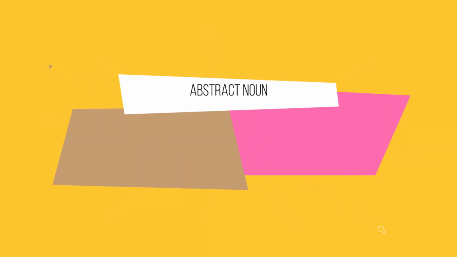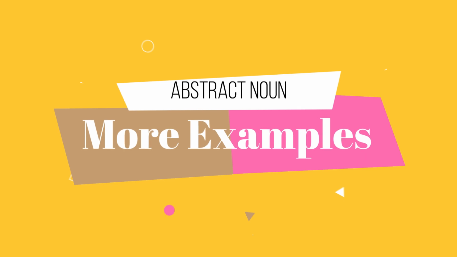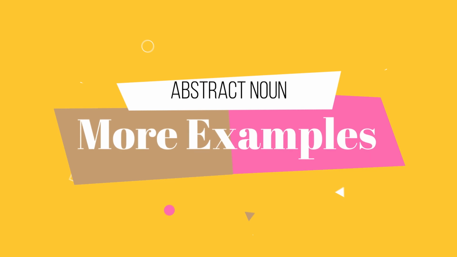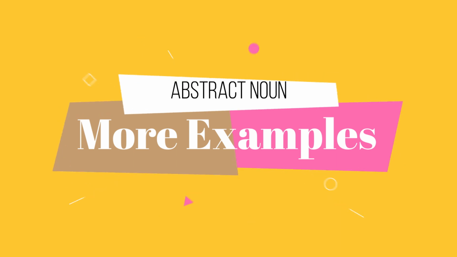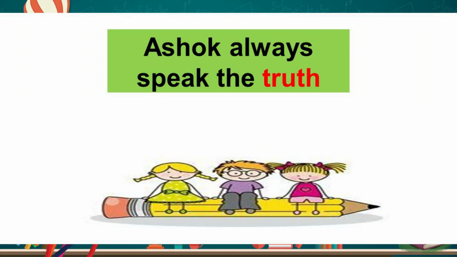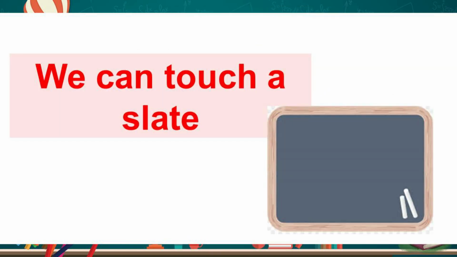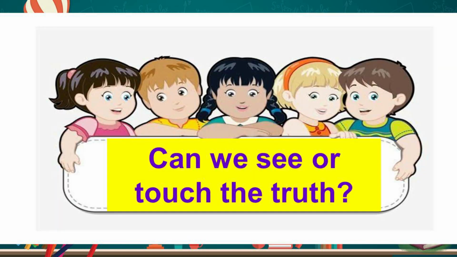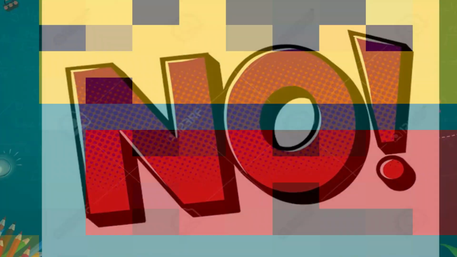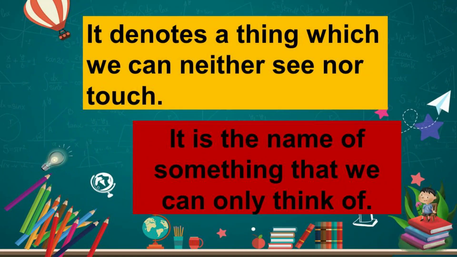Now, we will take a closer look at abstract nouns and provide even more examples, placing them in context so you can gain a greater understanding of how they work. Ashok always speaks the truth. We can see the sun, we can touch a slate, but can we see or touch the truth? No, it denotes a thing which we can neither see nor touch.